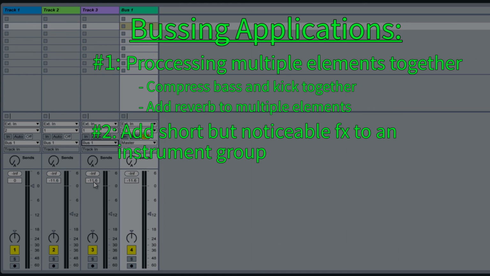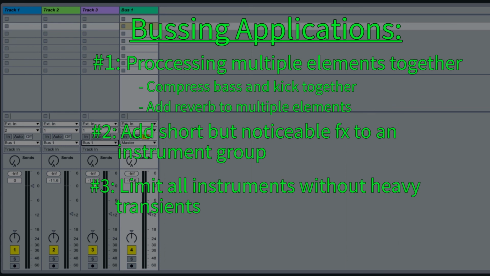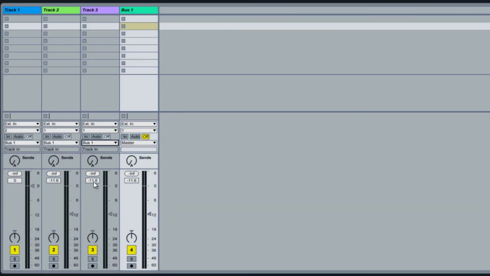A third busing technique is to send all of the elements in your track that aren't transient heavy, like percussive elements, to a bus and limit them together. This will help you bring up the volume of your song in the mastering process without crushing the transients and getting a dull result. This works because the peak volume of your non-percussive instruments will drop, allowing your percussive elements a little more room to breathe before peaking on the master limiter.